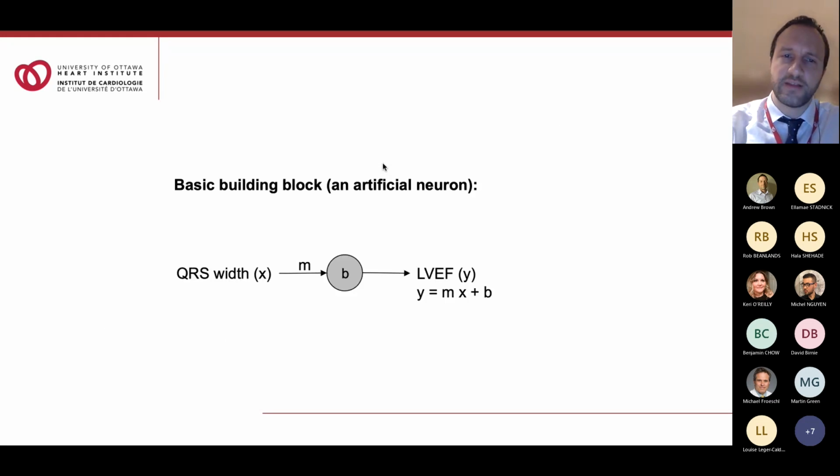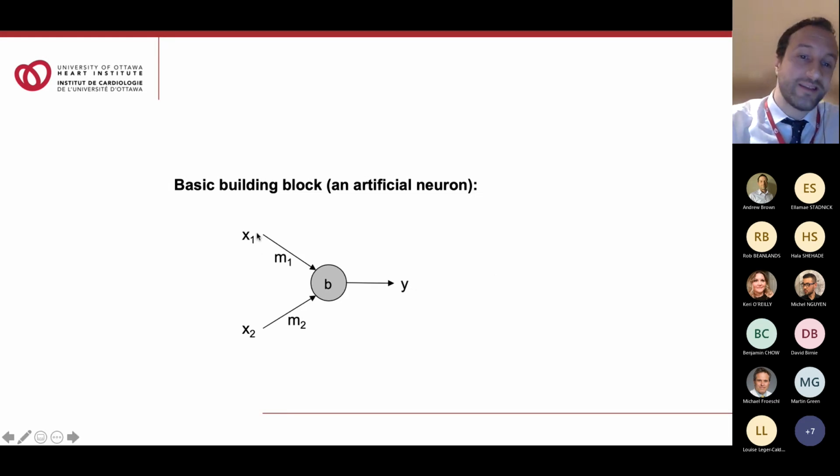Now, what we've done here is nothing very complicated, but we've basically built a basic building block, an artificial neuron, you could say, that takes in a certain data point, in this case the QRS width, multiplies it by a constant, adds a certain intercept term, and produces an estimate of the ejection fraction from this data. Of course, we can make this a bit more complex. Our neuron can take two different inputs, each multiplied by their own weight, and combine with an intercept to produce our prediction.